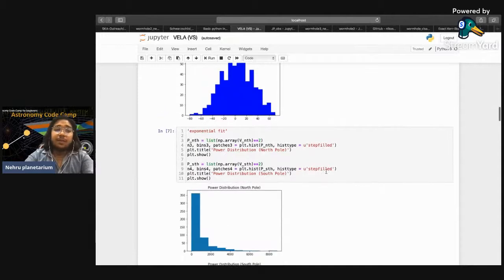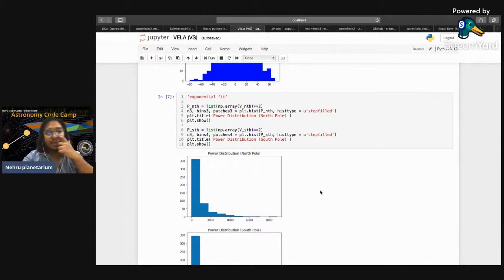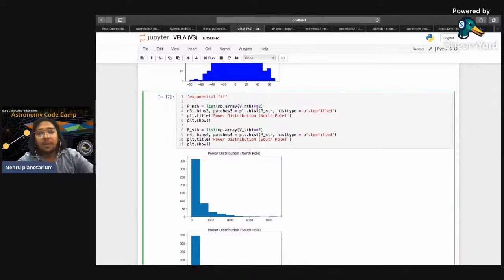Right. So now, after doing this, the main thing is to understand the power. In our analysis, power is basically the square of the magnitude of the voltages. So here what we are doing is nothing complicated. We are just squaring our voltage to get the power of our data set, and then we convert it into a simple list.